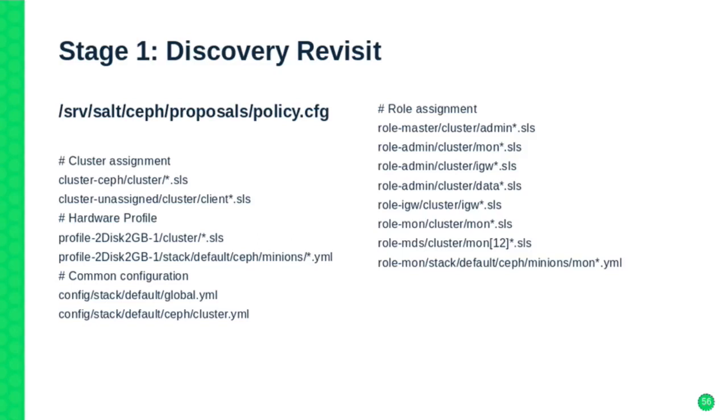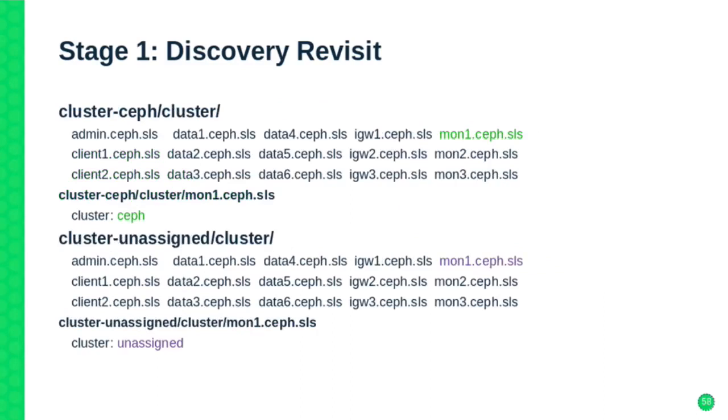And this is a policy.cfg. So I'll go through each section, but you can just see that there's effectively just comments, 4 sections: a cluster assignment, the hardware profile, a common configuration, and the role assignment. So the first one's cluster assignment. And you can see that it has 2 lines there.